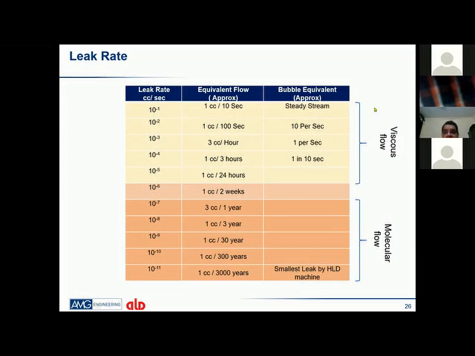So at this level, you can see this is the viscous flow, which can be laminar or turbulent. And when we are talking of the leak rate of 10 to the -8, -9, or -11, these are nothing but molecules flowing from outside to inside and from inside to outside.